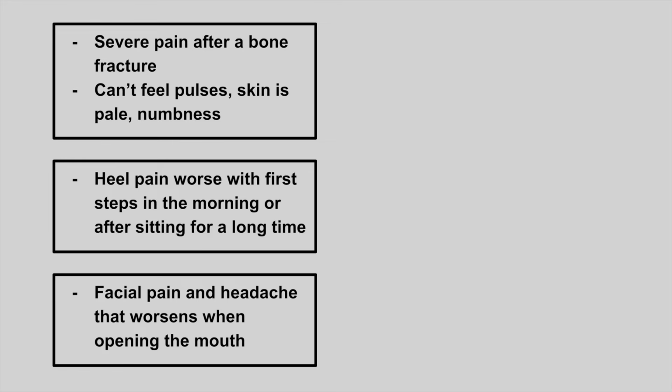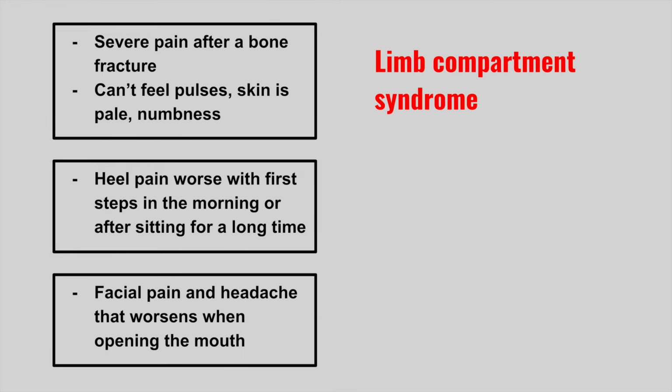Next, we have a patient who has severe pain after a bone fracture, and you can't feel the pulses, the skin is pale, and there's numbness. So this is called limb compartment syndrome, and it's due to increased pressure in the fascial compartment. Okay, and so this can block blood flow and lead to these symptoms. And we call it the 5 Ps usually, which stand for pain, pallor, paresthesia, pulselessness, and paralysis.